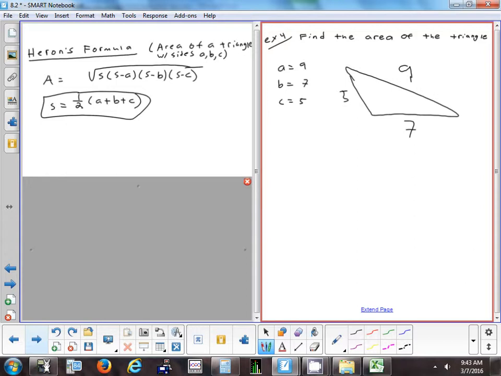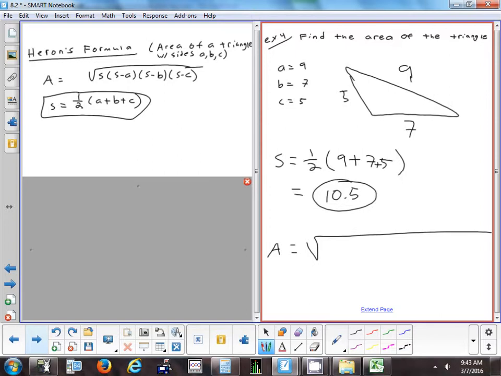But if you wanted to do it that way, you could find one of the angles with law of cosines, go back to the formula on the other page. That's going to take a lot longer. Okay, so let's use Heron's formula. The first thing I like to do is just find the semi-perimeter. So it's 1/2 of 9 plus 7 plus 5. If you add all these up, 9 and 7 gives you 16, plus 5 is 21, half of 21, 10.5.